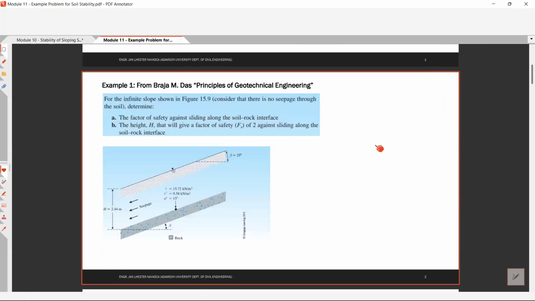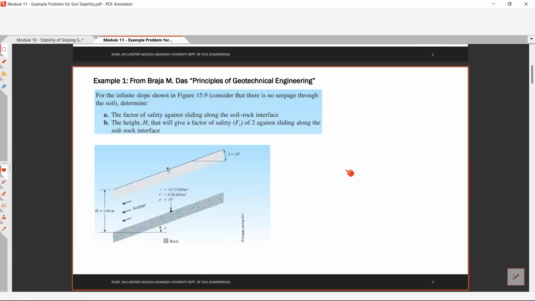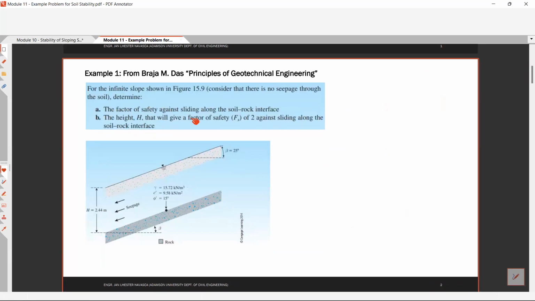This is example problem number 1 from Braja Das, Principles of Geotechnical Engineering. The problem is for the infinite slope shown in this figure 15.9. Consider that there is no seepage through the soil. Determine, number 1, the factor of safety against sliding along the soil rock interface, and number 2, the height H that will give a factor of safety of 2 against sliding along the soil rock interface.